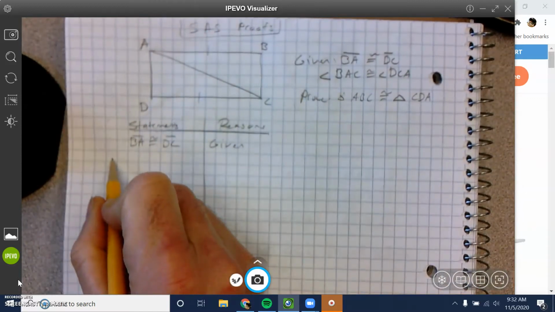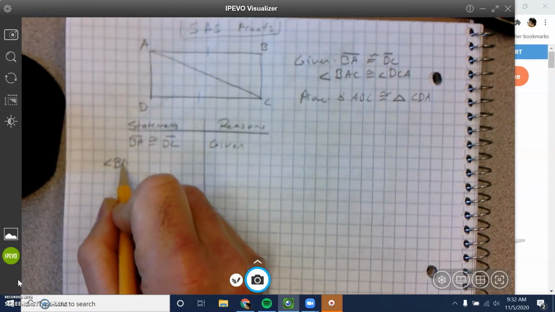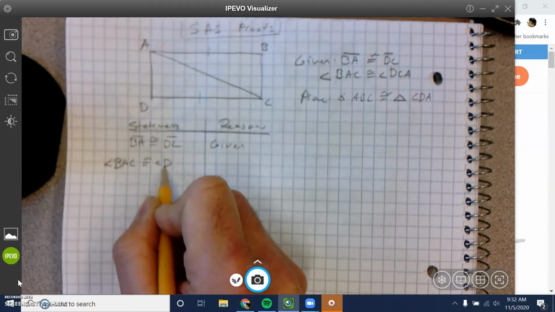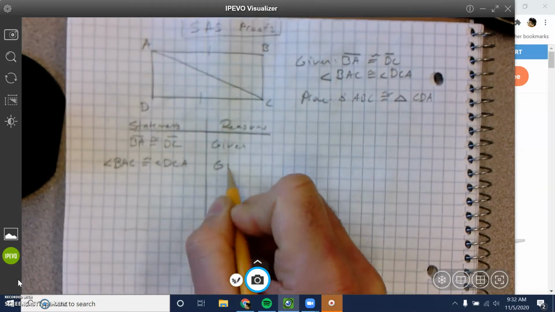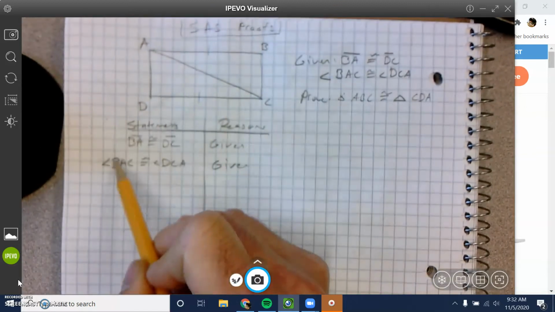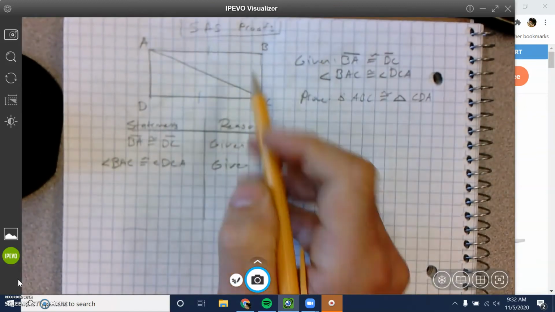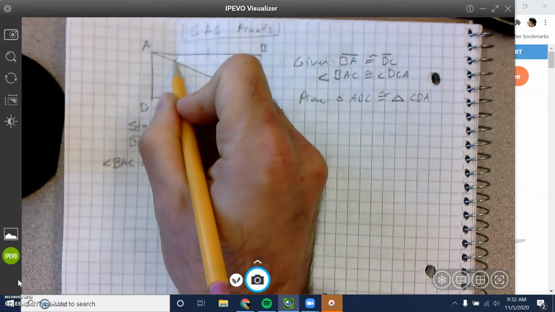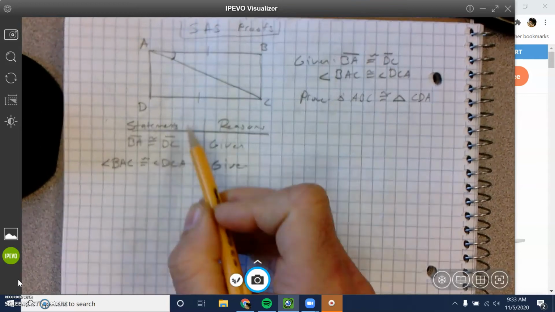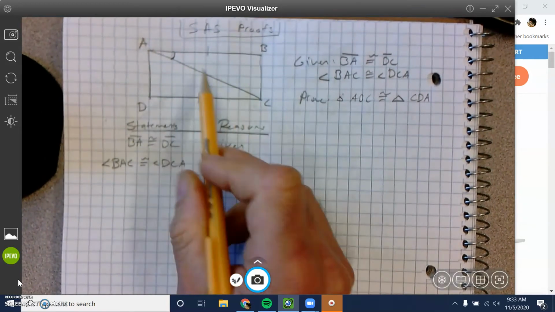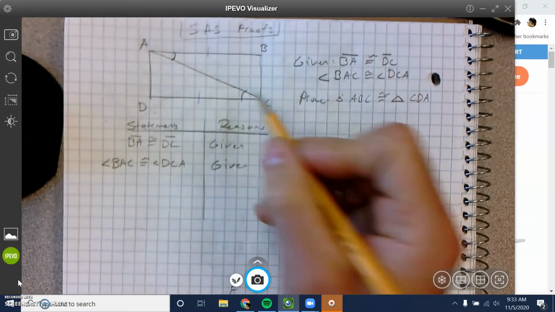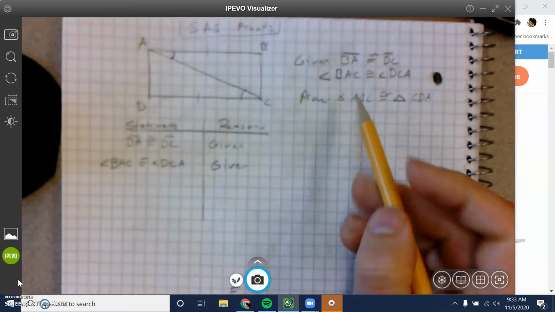Ooh, now it tells us an angle. Angle BAC is congruent to angle DCA. That's given. So BAC, so you just trace it. BAC, the middle letter is the vertex right there, is congruent to DCA. So DCA, that's this right here. Okay. So those are the two things that are given.